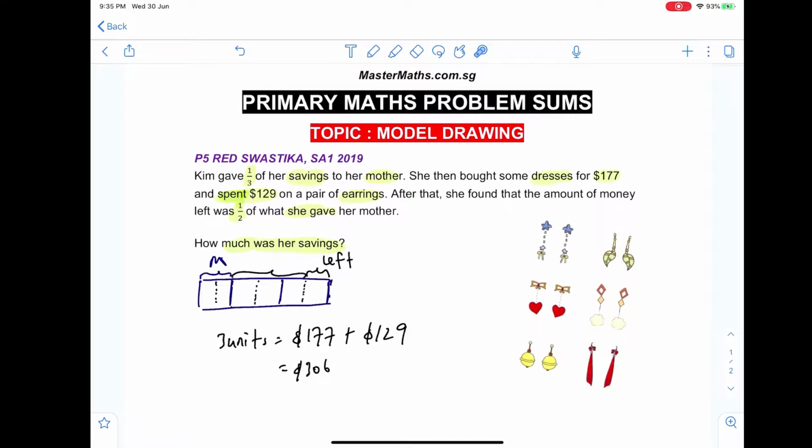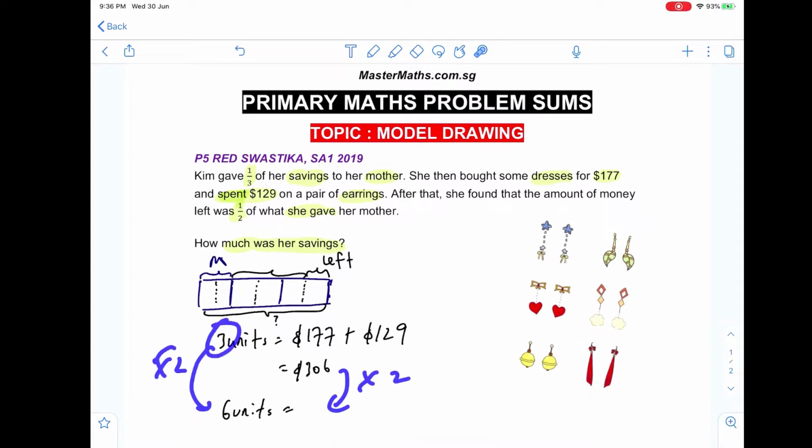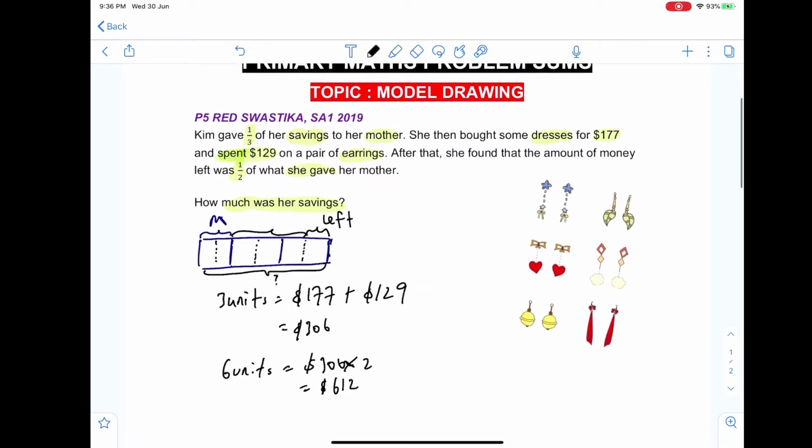So her savings is 6 units. It's a question mark. You can immediately find the savings by multiplying by 2 on both sides, right? Why? Because 3 times 2 is indeed 6 units, okay? So we can just take $306 times 2. $612 is our final answer.